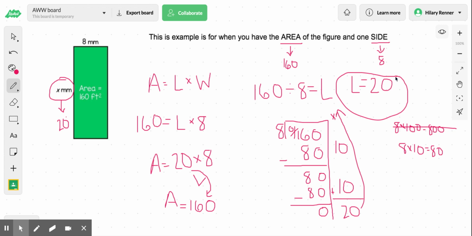Now, you only use division when you are given the area and one side. If you're given the perimeter and one side, it's a different way to solve this problem, which is in my next video. So please be careful and pay attention to what information you're given in the problem. Good luck!